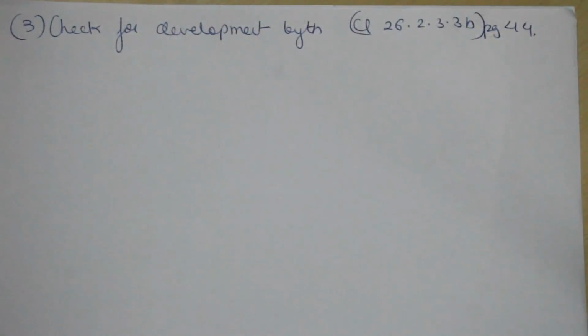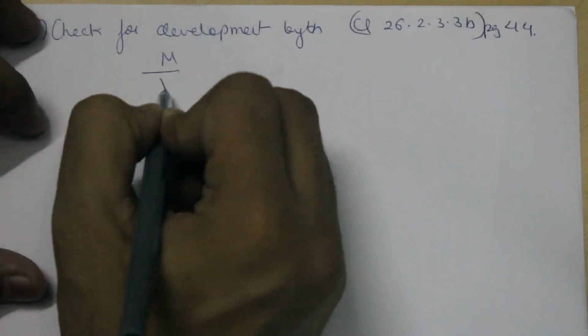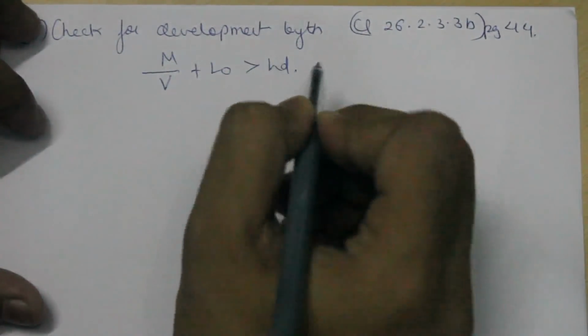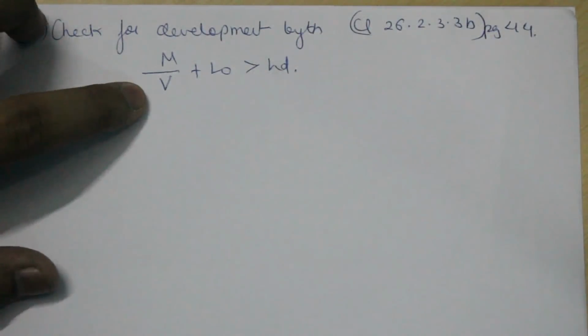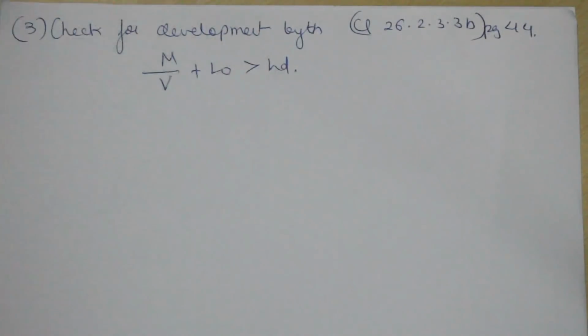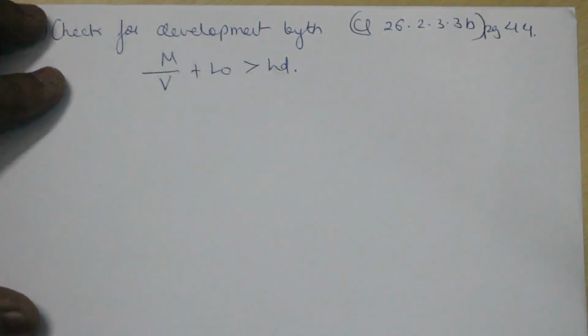After the shear check, the third check is development length check. It is given in IS code on page number 44, clause number 26.2.3.3. It says that M upon V plus L0 should be greater than the development length. This is the moment, this is the shear force, and this is the length available from the center of the support to the face of the support, which should be greater than LD. I'll show you what is the formula for LD.